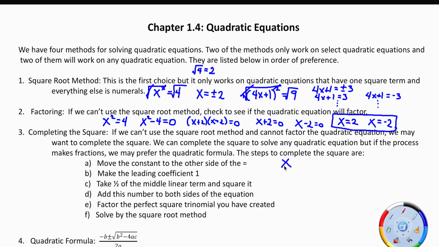All right, so let's take a quadratic equation. x squared, let's say, plus 4x plus 1 equals 0. Okay, I can't use the square root method because I have this extra linear term in there. In other words, here's my square term, and everything else is not simply numerals. I can't factor it because that doesn't factor. So I'm going to try completing the square. First step in completing the square, move the constant to the other side of the equal sign. So in other words, subtract 1 from both sides.